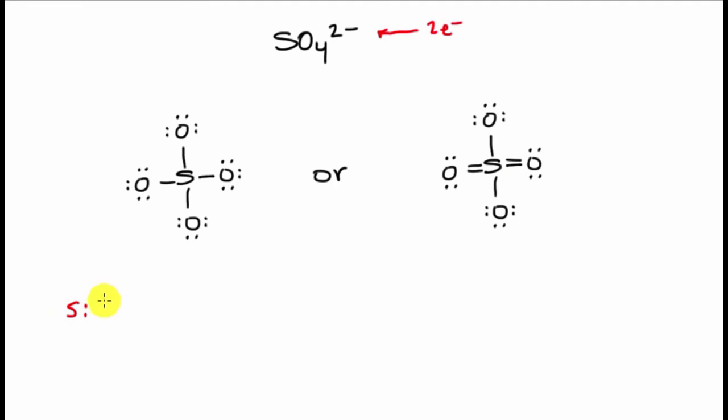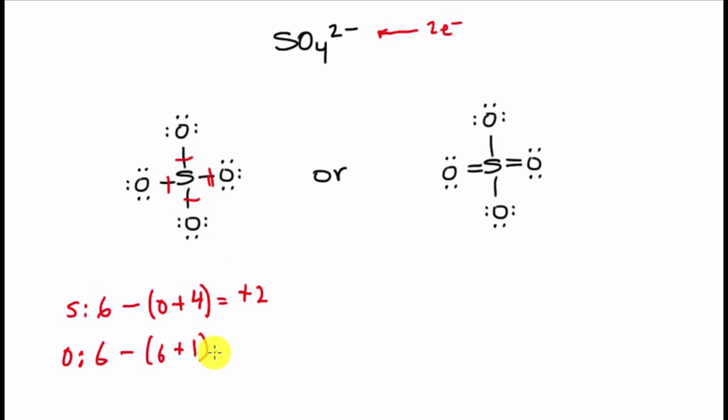So 6 valence electrons here, minus, and again we look at the number of lone pairs of electrons around sulfur. There are 0, plus 1/2 from each of the bonds. So therefore I have 4. What if I calculate this? It's going to be +2. Oxygen is going to have 6 in the beginning, minus 2, 4, 6, and plus 1, because you're going to break each of these bonds in half. So therefore we calculate this, we end up with a minus 1.